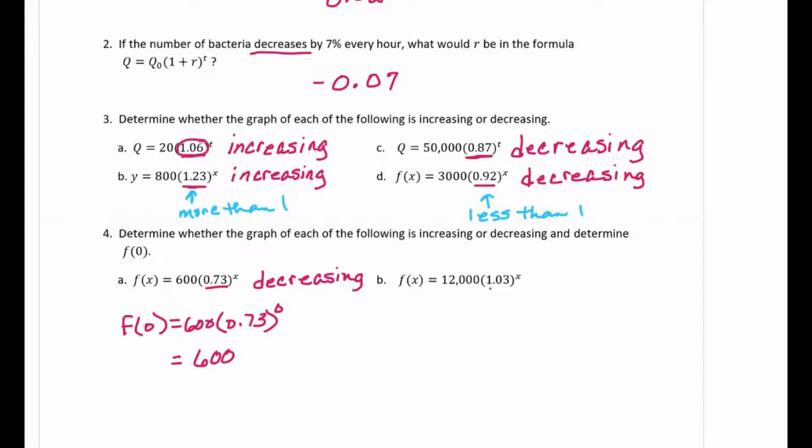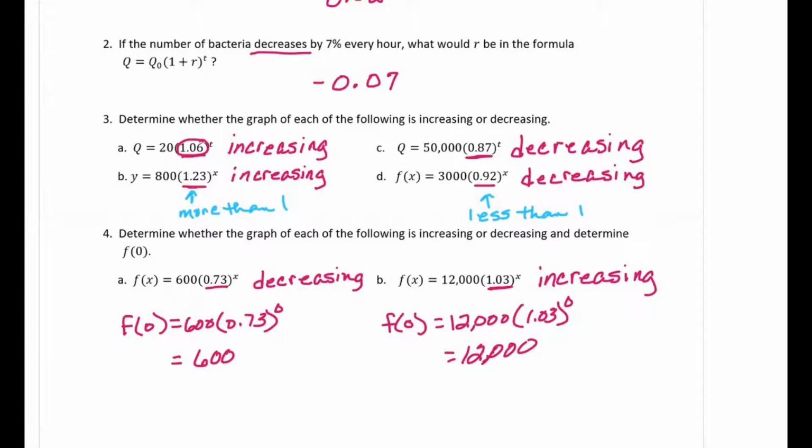Problem B, this number in the parentheses is more than 1. So that is increasing. And here I'm asked to find f of 0, so I put 0 in place of x, and I end up with 12,000.